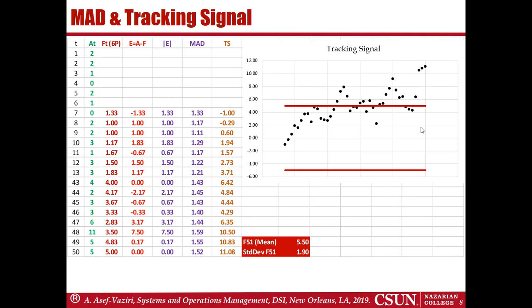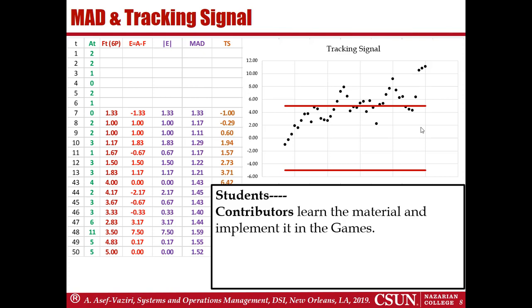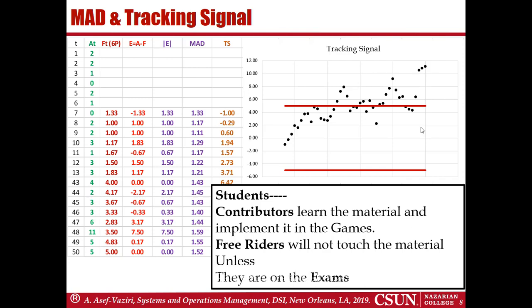And then in a nice, neat class discussion, we talk about how to improve this. And then we realize that, okay, we need to shift our forecast a little bit up. And then students say, oh, then it will not be a moving average. Say that would be a moving average plus bias. We have two groups of students, contributors. They will learn the material and they implement it in the game. Unfortunately, we always have some free riders that will not touch the material unless they also are in the exams.